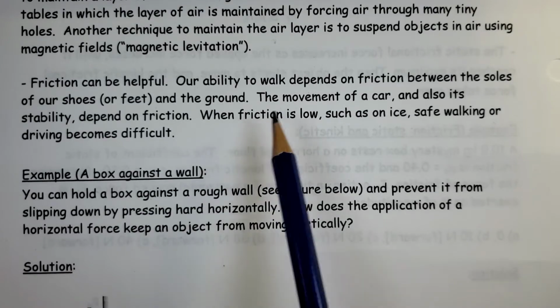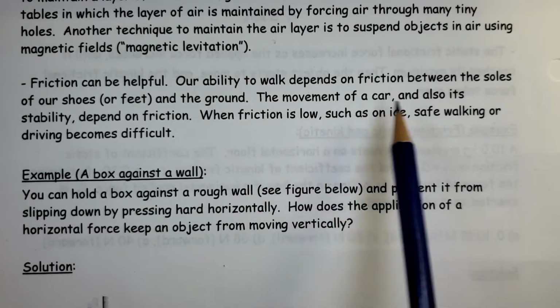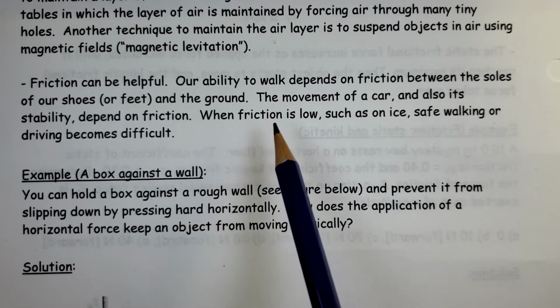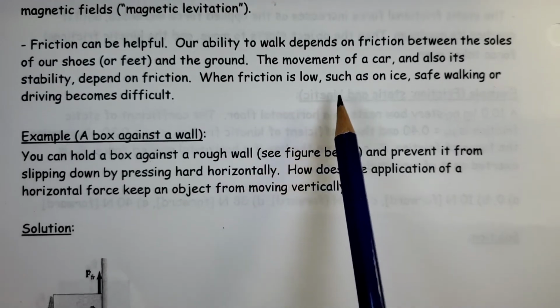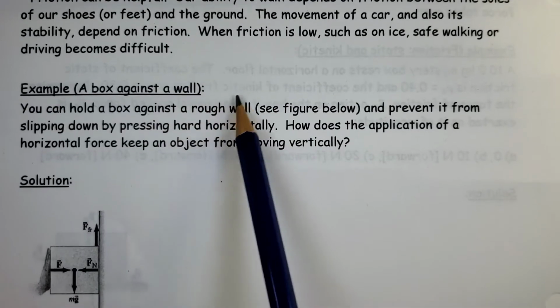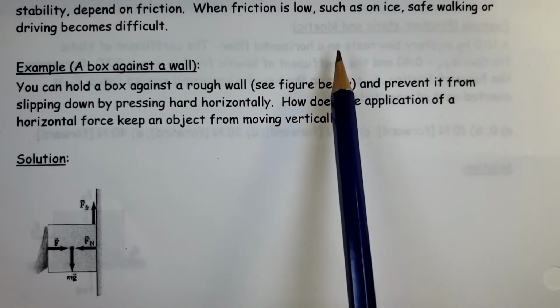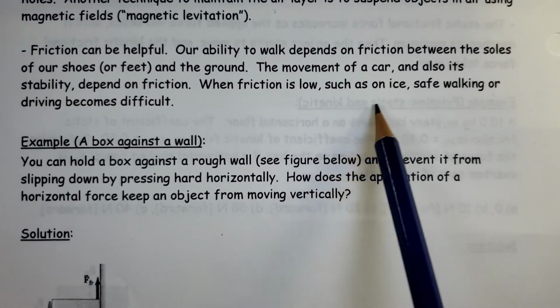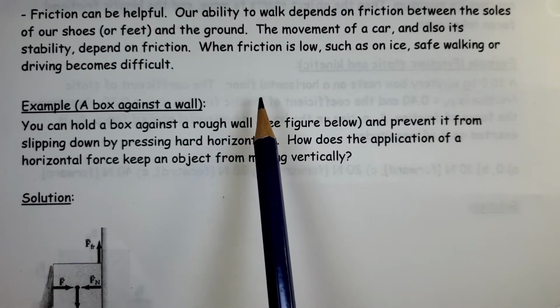Friction can be helpful. For example, you wouldn't be able to walk if it wasn't for friction, because the soles of your feet touch the ground and there is friction involved there. The movement of a car and also its stability depend upon friction. When friction is low, such as on ice, safe walking or driving becomes difficult.